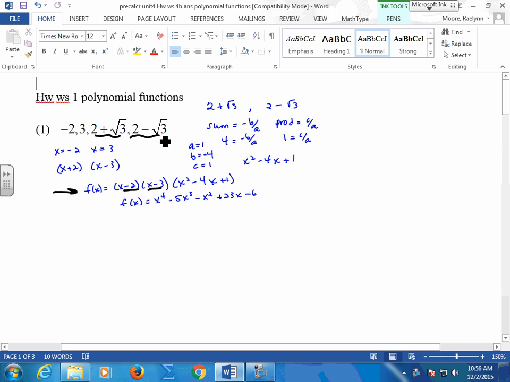So for these, we said this is called a conjugate pair. Don't just copy it down. Figure out what you don't know. Was everybody good with these two?